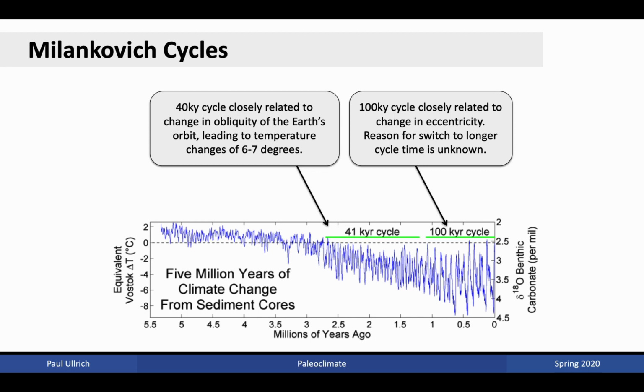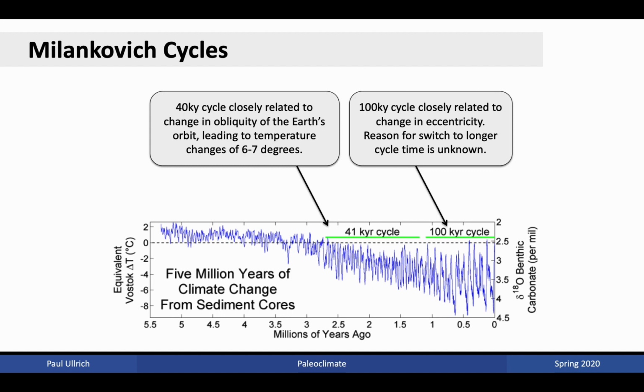If we look at the Milankovitch cycles for the past 5.5 million years, and the corresponding changes in temperatures measured through the Vostok ice core, what we see is a 100,000 year cycle that extends to about 1 million years ago, and before that, a temperature cycle that had a period of about 41,000 years. This 40,000 year cycle is more closely related to changes in the obliquity of the Earth's orbit, and was responsible for driving temperature changes of 6 to 7 degrees.